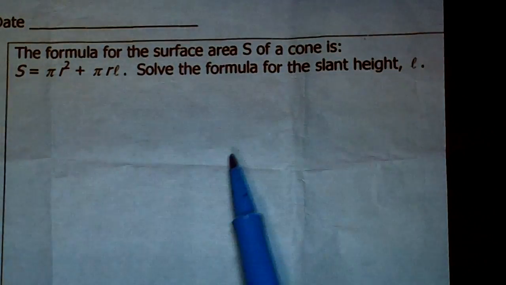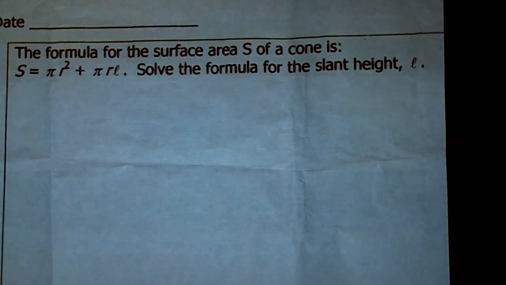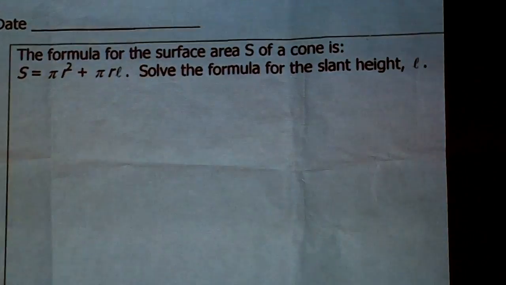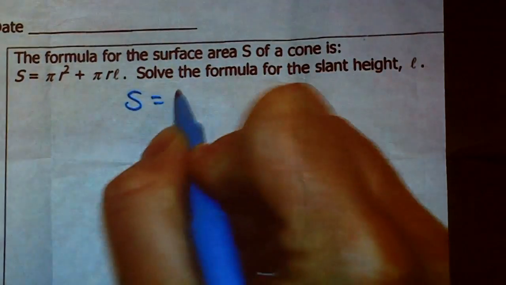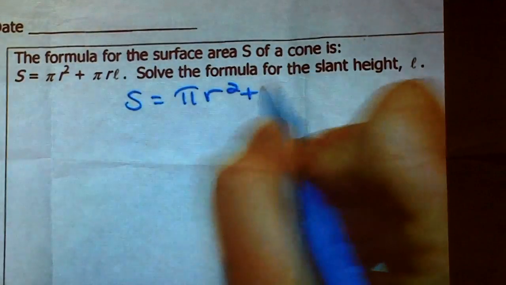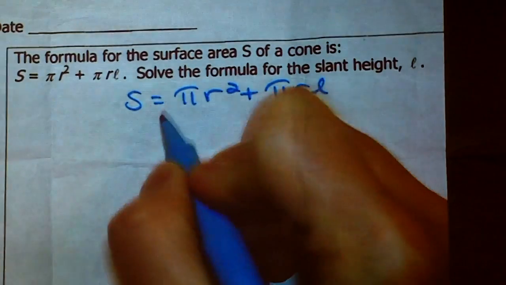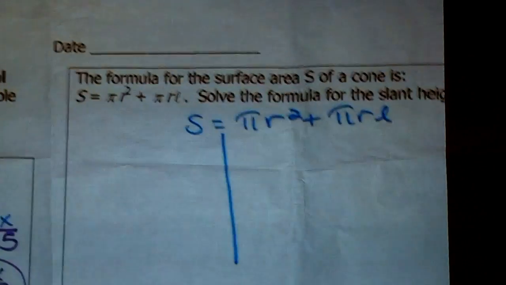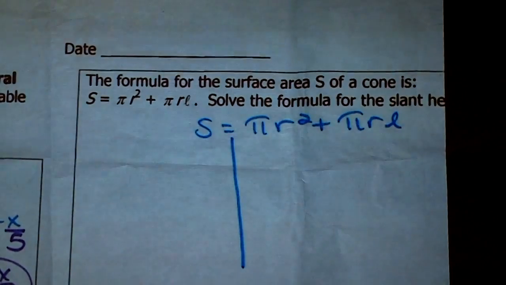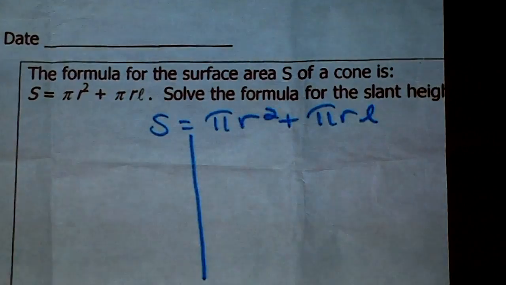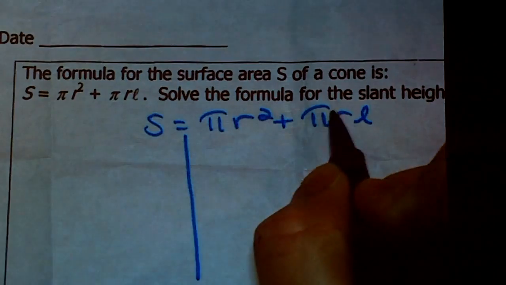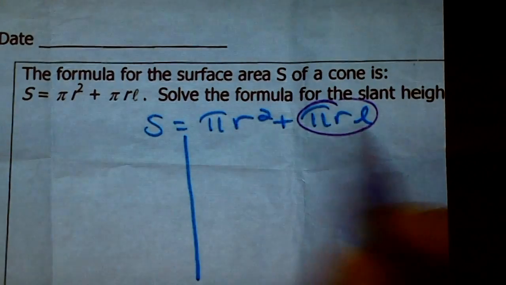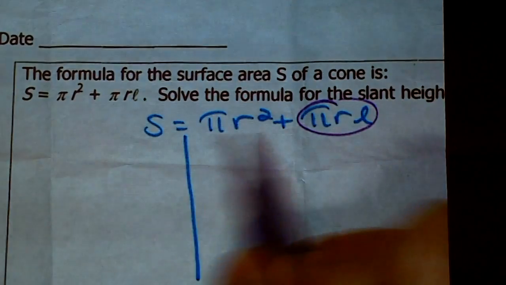So I want you to take this formula and I want you to solve it for the slant height. So I'm going to rewrite this to give us some space and draw my line. Okay, so this time the variable term, it's the one containing that little swirly L looking thing. So I'm going to start off by getting this by itself on one side. That means I need this to go away.